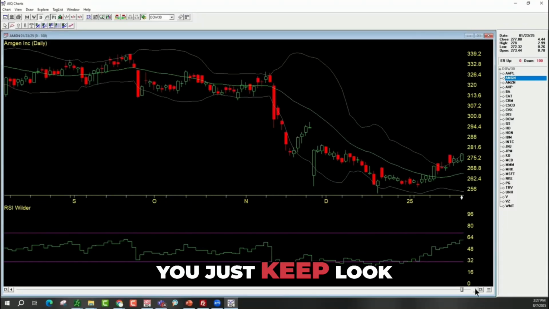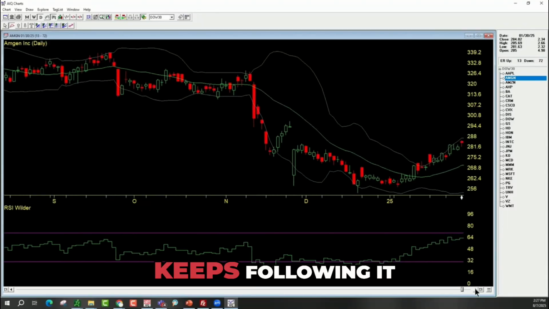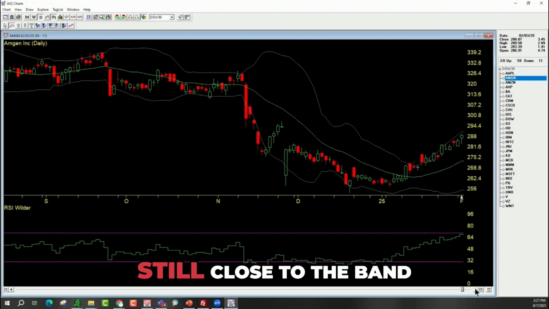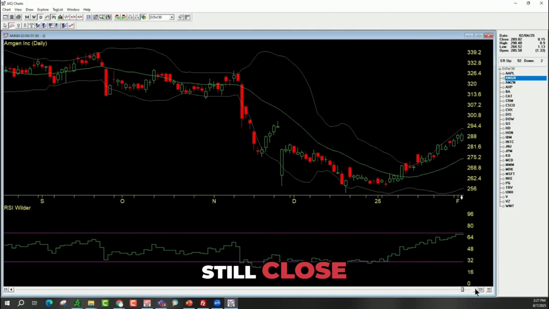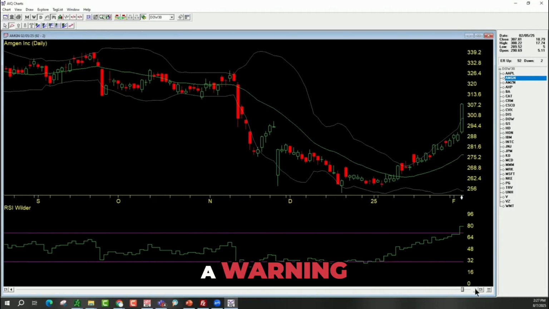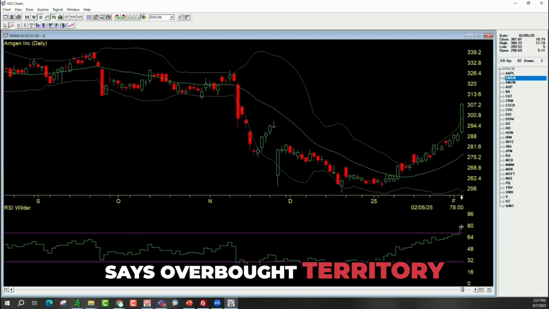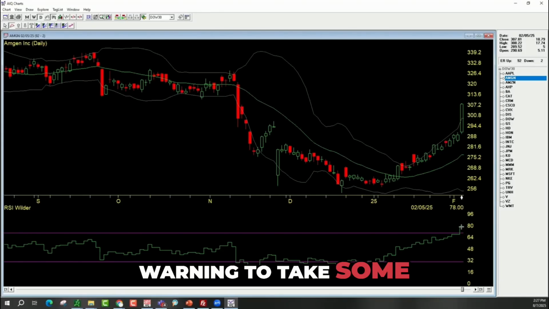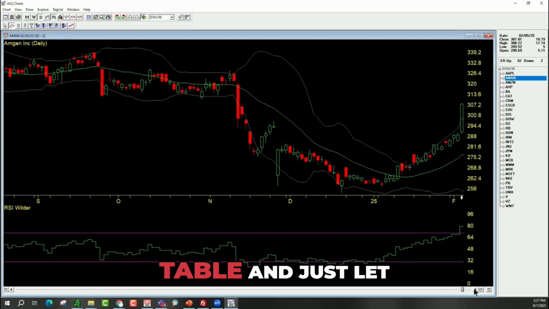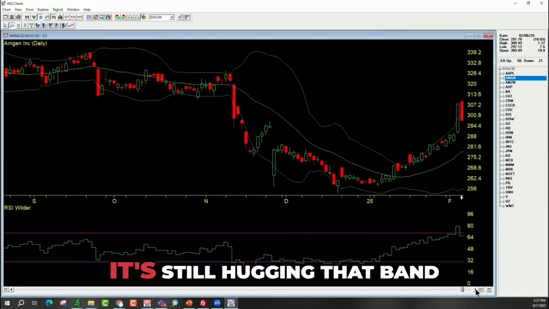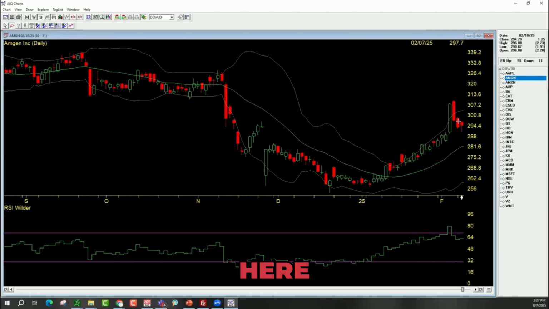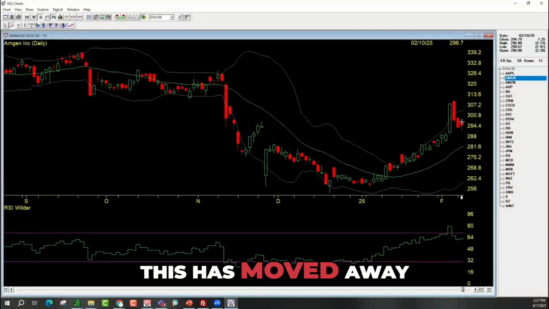And again, you just look how it follows the band, keeps following it, keeps on going, still close to the band, still close enough for us, still close. Big blowout there. It's a bit of a warning. You know why? Because we've got the RSI Wilder here that says overbought territory. Then it might be a warning to take some money off the table or take half off the table and just let it keep going while it's still hugging that band. Now here, that's moved away. Look how this has moved away.